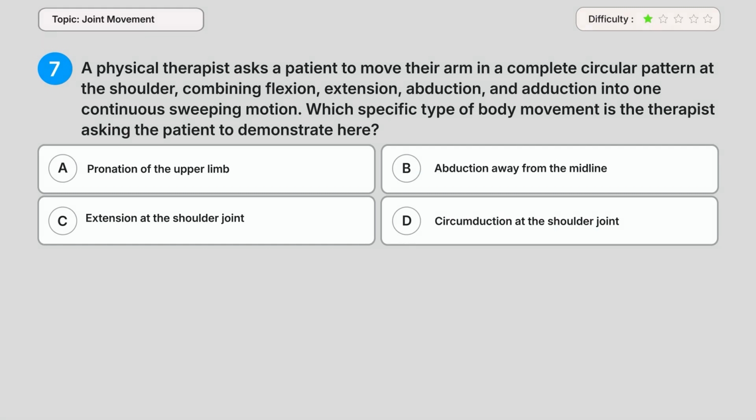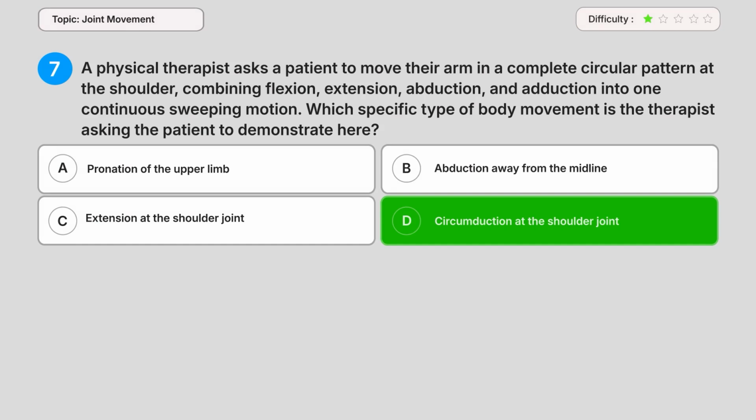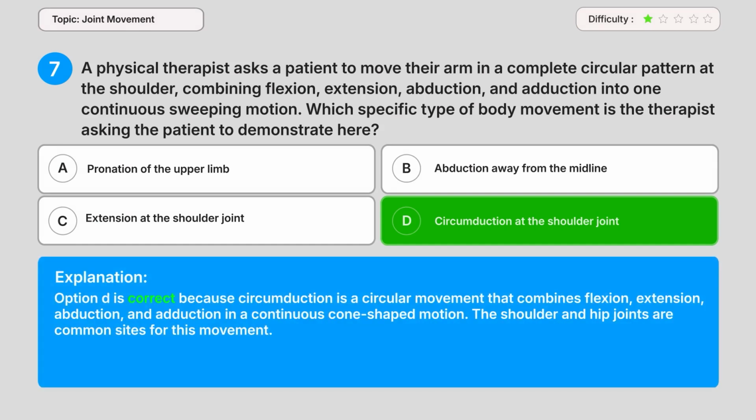Correct answer, D. Circumduction at the shoulder joint. Explanation. Option D is correct because circumduction is a circular movement that combines flexion, extension, abduction, and adduction in a continuous cone-shaped motion. The shoulder and hip joints are common sites for this movement.